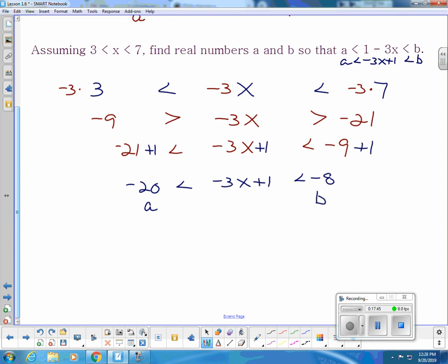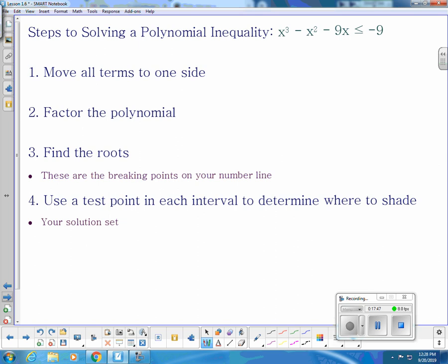All right. Now we are going to solve polynomial inequalities. So the first thing you're going to do is move all terms to one side. So I've got an example up there. So I'm going to move that -9 over. Okay, I'm going to make it an equal sign for right now because we're going to solve these.